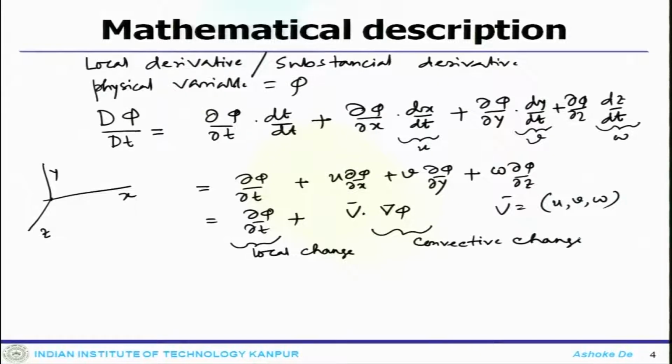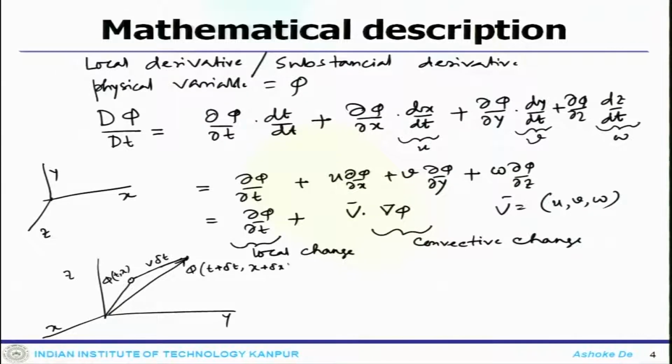Okay. So, essentially if I look at this system, let us say I go by x, y, z, and this is my particle which is here. Now, at this point it is x at time t. So, it moves by v delta t to this location. This is the complete action. So, this is phi at t plus delta t, x plus delta x. Okay. So, this is how with time you get these things.